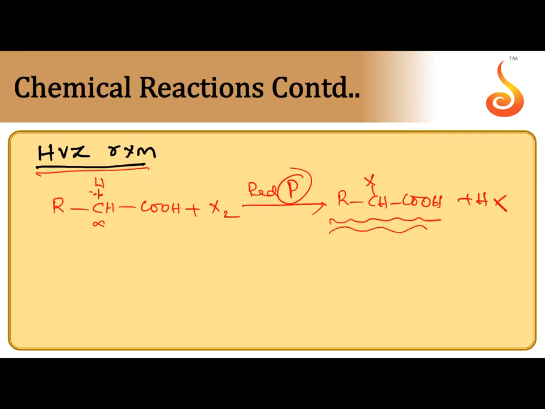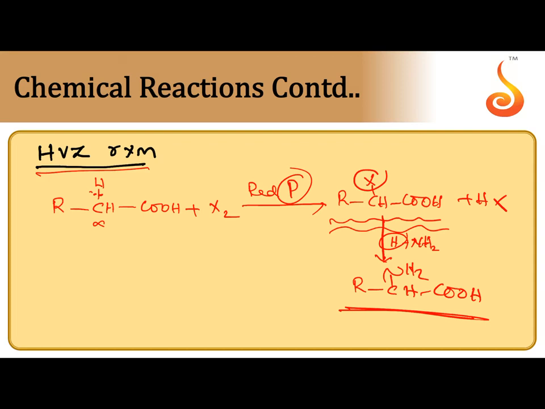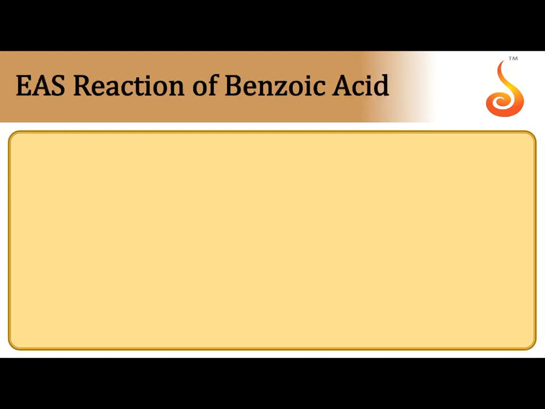From this alpha halo acid we can get very important compounds. Suppose when it is reacted with ammonia, H and X both are removed. Indirectly X is replaced with NH2. Alpha amino acid is obtained. So alpha amino acids are very important constituents for the preparation of proteins. So we can even prepare alpha amino acids by HVZ reaction.